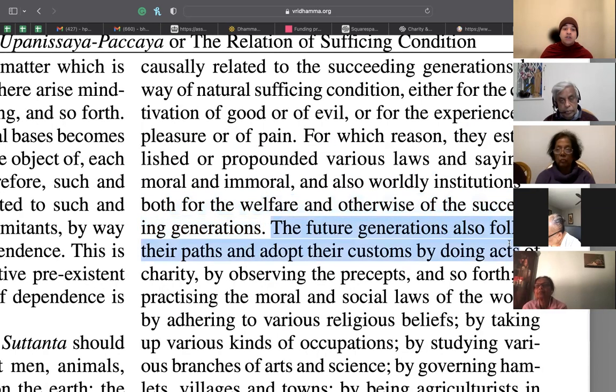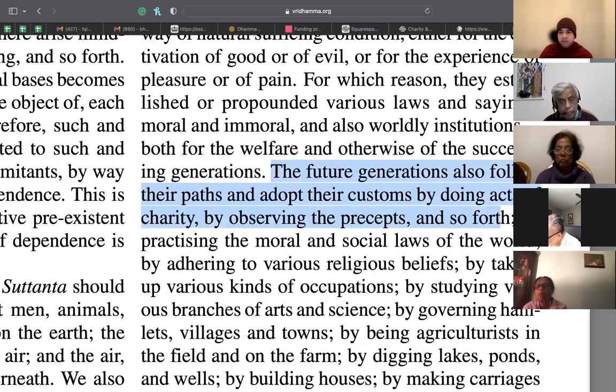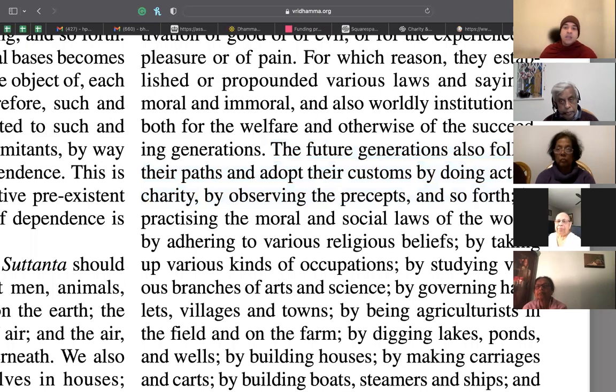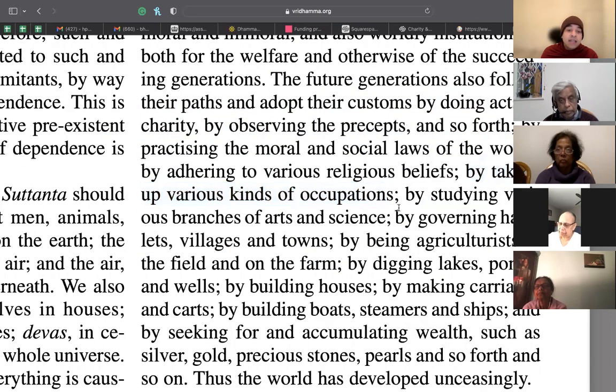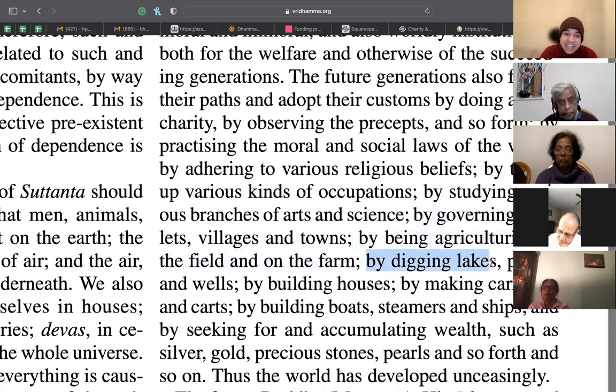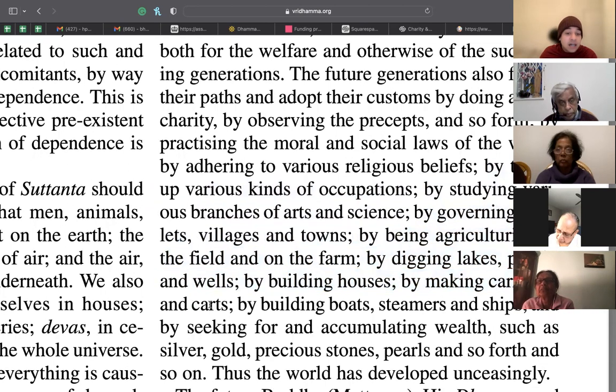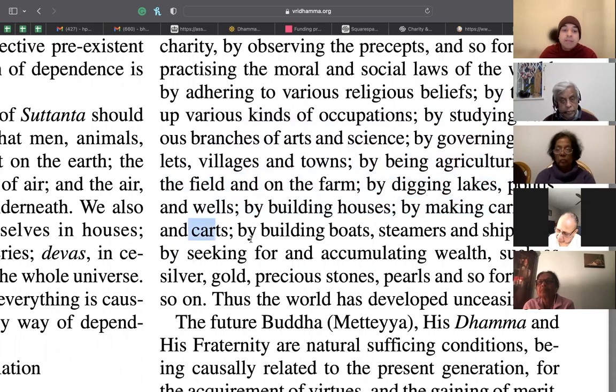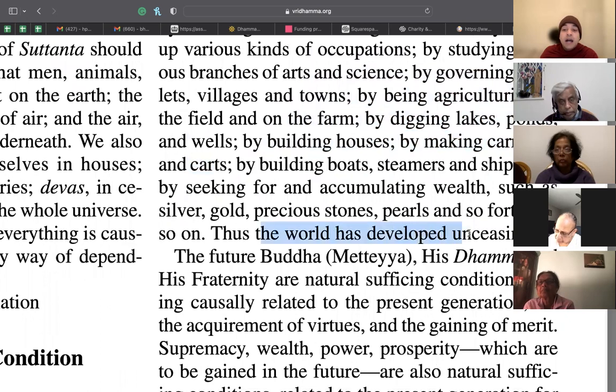The future generations also follow their path and adopt their customs by doing acts of charity, by observing the precepts and so forth, by practicing the moral and social laws of the world, by adhering to various religious beliefs, by taking up various kinds of occupations, by studying various branches of arts and science, by governing hamlets, villages, and towns, by being agriculturists in the field or on the farm, by digging lakes, ponds, and wells, by building houses, by making carriages and carts, by building boats, steamers, and ships, and by seeking for and accumulating wealth, such as silver, gold, precious stones, pearls, and so forth. Thus, the world has developed unceasingly.